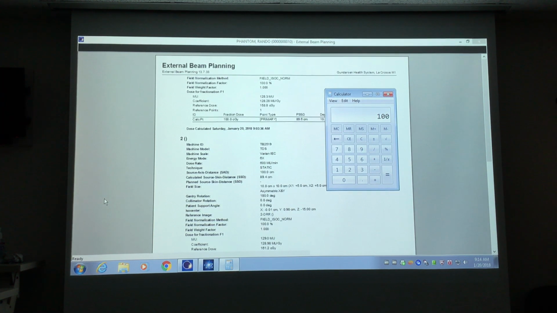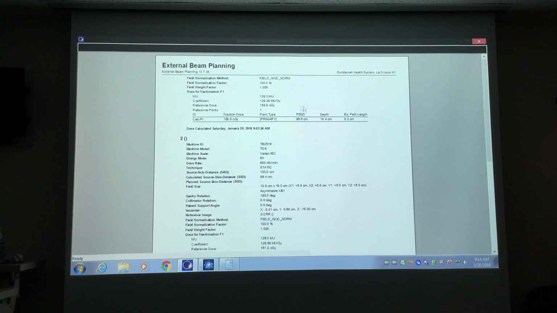you get 100. Well, my machines are calibrated to deliver 1 centigray per monitor unit at 100 centimeter SSD plus dmax, which is 1.5 for 6x. So source to calibration distance is 101.5 divided by source to calculation point distance is 100, squared, 1.03. So my inverse square factor for this field is 1.03 based on this data.